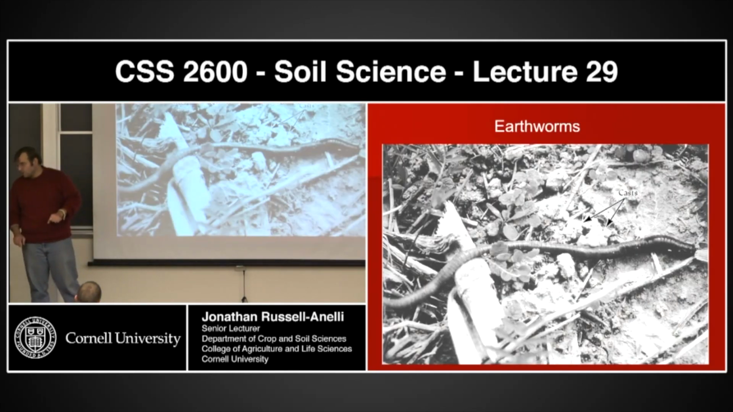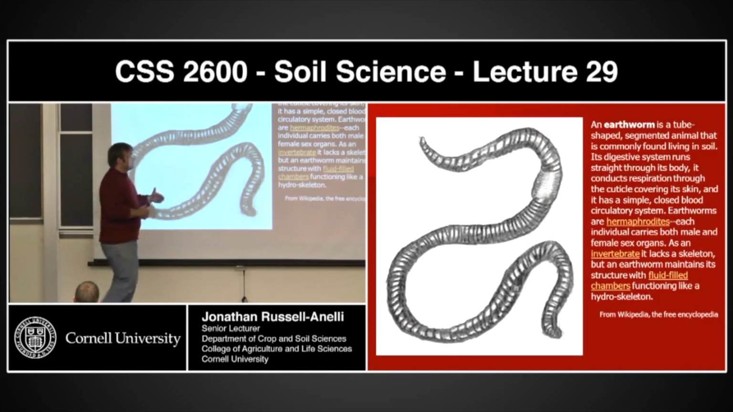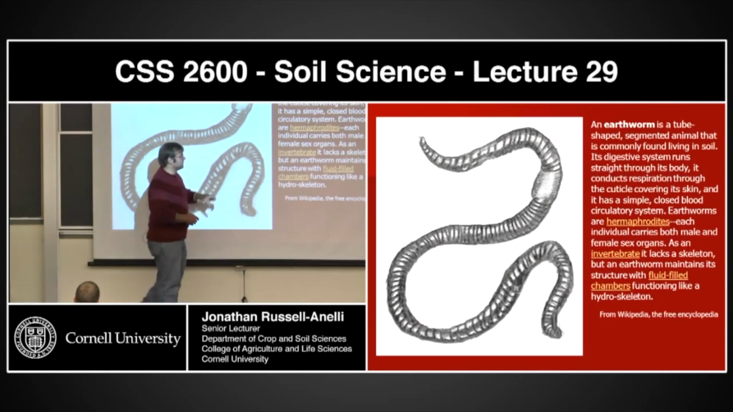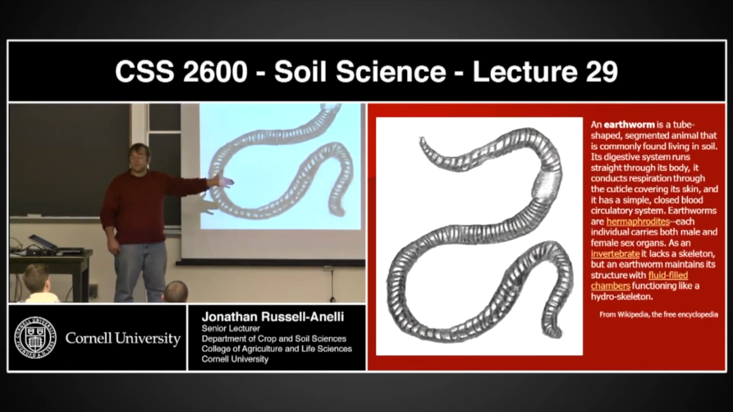So let's start with an earthworm. There's our earthworm. This is basically a Wikipedia pull; I just pulled it straight from Wikipedia. What is an earthworm? It's a tube-shaped, segmented animal commonly found living in soil. Its digestive system runs straight through its body, and it conducts respiration through cuticles covering its skin. It has a simple closed circulation system. They're hermaphroditic. As an invertebrate, it lacks a skeleton, but earthworms maintain structure with fluid-filled systems, which help with mobility. This is what you would get if you pulled on Wikipedia.